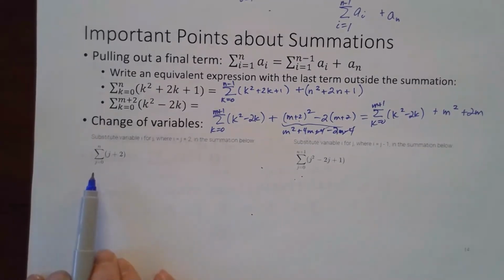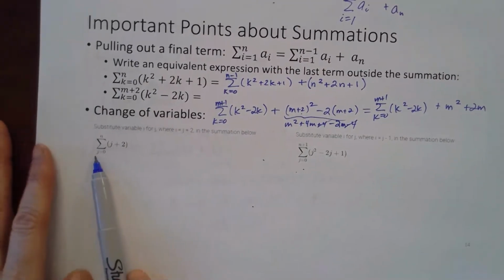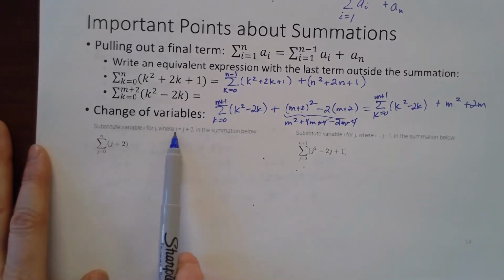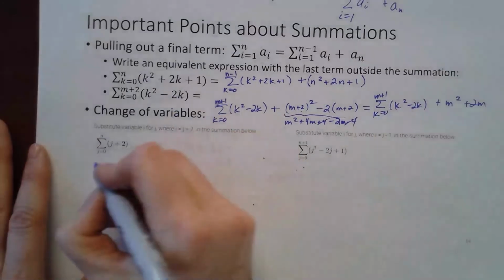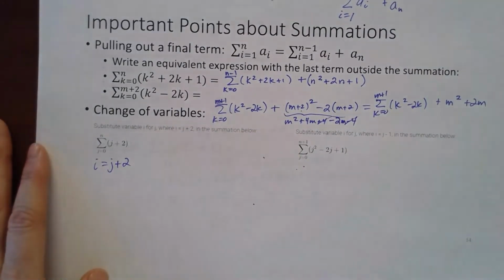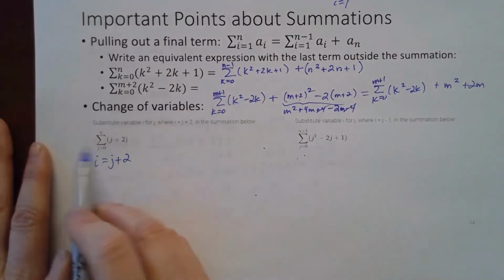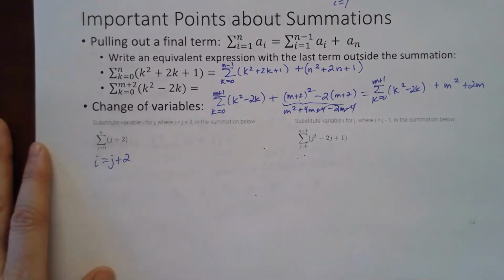Another thing that we want to be able to do is change the variable that's being used for our index. Let's say that our index right now is j, but I have this expression that i equals j plus 2. Let me write this down bigger so you can see it. I want to rewrite this summation in an equivalent form, but using i as my index. So I want to rewrite this sum as the summation from i equals something to something of something, but everything needs to be in terms of i instead of j.